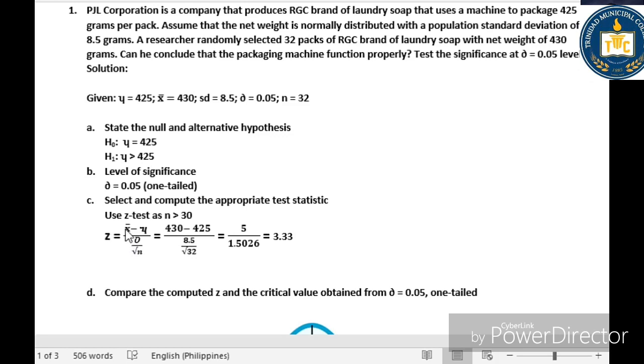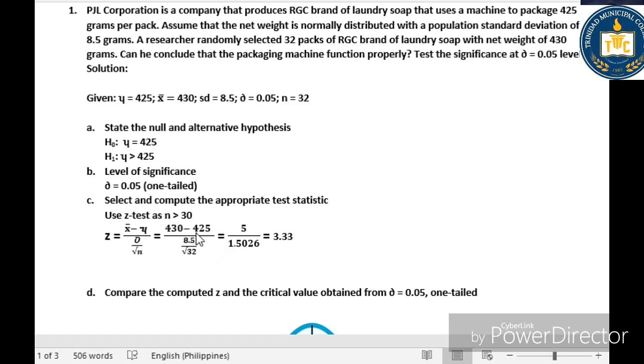The sample mean, x bar sa babaw. So this is the sample mean minus the population mean over or divided by standard deviation over square root of n. So since naman tayo given, our sample mean is 430 here, 430 minus 425, which is our population mean, over our standard deviation is 8.5 over square root of our sample size, which is 32. Then simplify, you can use calculator to simplify.